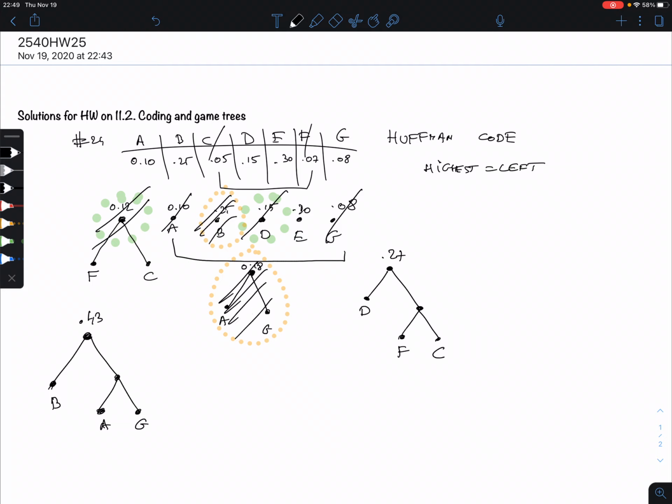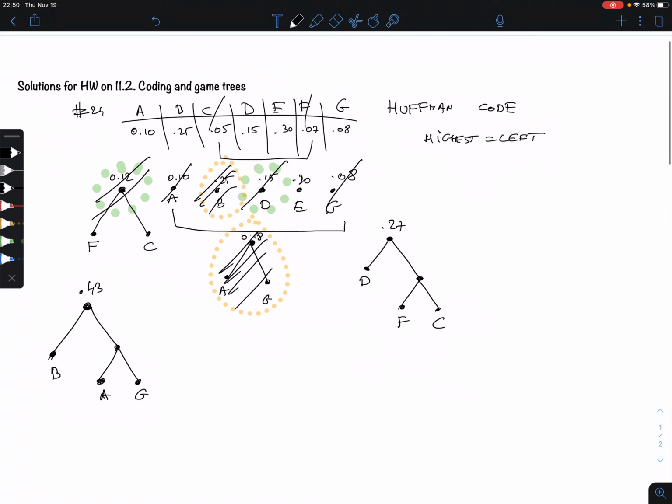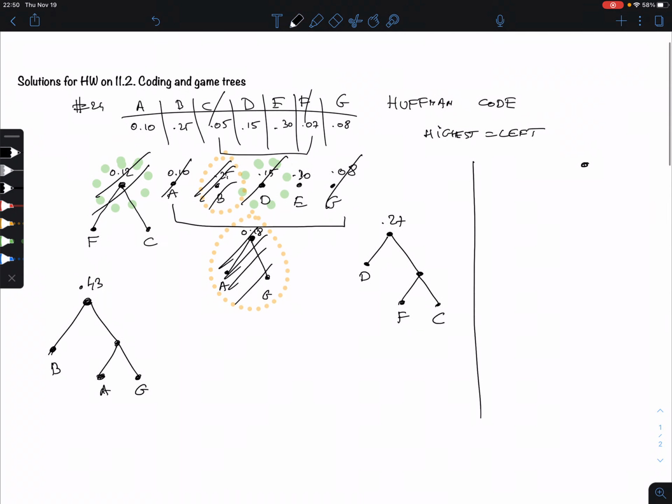So what do we have left? We have 0.30, 0.27, and 0.43. These are the two that we have to combine now. The 0.30 is the heavier one, so that will be E, which comes here, and the other is this whole tree that we have already constructed. So this will be D, F, and C, and this is here. And what is the weight of this thing? 0.57.